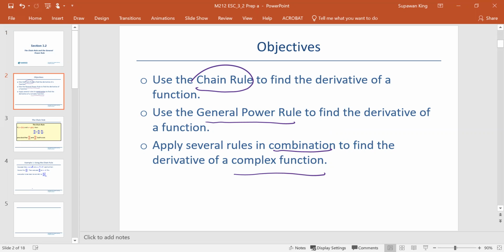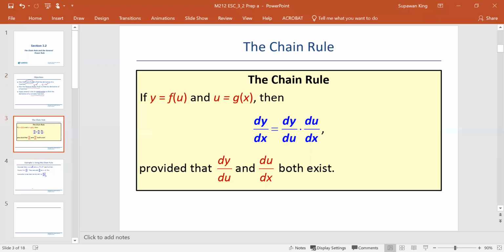As you recall, the power rule is: y equals x to the power n, so y prime is n x to the power n minus 1. And also, we will apply several rules in combination to find the derivative of a complex function.